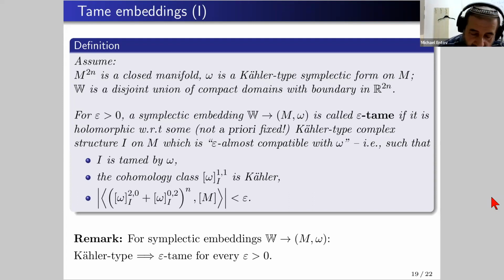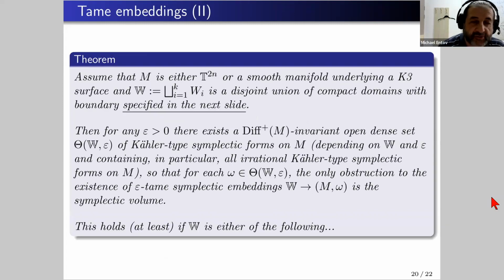Okay, and for these epsilon-tame embeddings, we can state the following existence result. So I assume that my M is either a torus, an even-dimensional torus, or a smooth manifold diffeomorphic to a K3 surface, and my collection of domains is this disjoint union of complex domains with boundary, which will be specified in the next slide. So let me postpone for which W this is true to the next slide, and let me state first what is true.